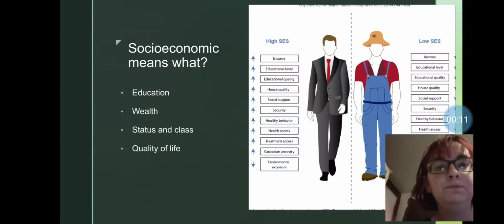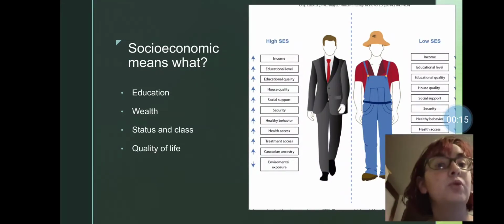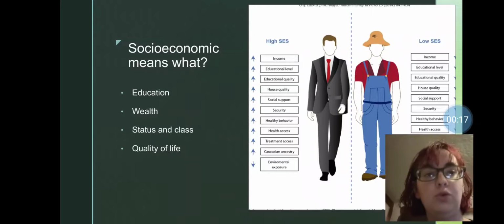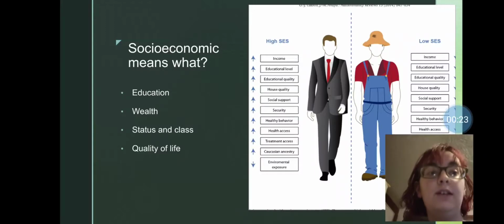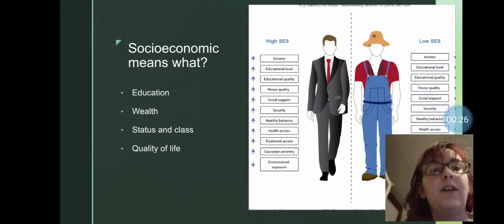So, to begin, we'll start with socioeconomic. What does it mean? It comes from two words. Socio is in social, and economic is in economics. So what that basically means is it's your social standing based on the things you have economically. And that includes, but is not limited to, your education, your wealth, status in class, and quality of life.